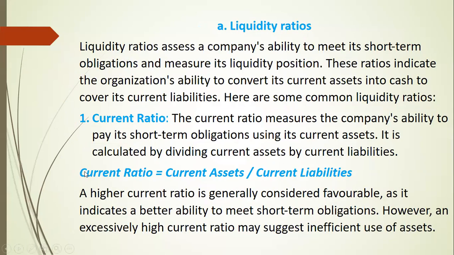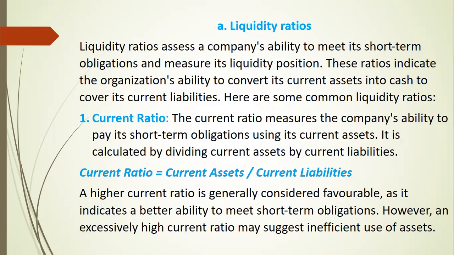First we'll start with liquidity ratios. In layman's language, liquidity ratios assess the company's ability to meet its short-term obligations and measure its liquidity position. You can see it is mainly focusing on short-term obligations, current liabilities and current assets. These ratios indicate the organization's ability to convert its current assets into cash and cover its current liabilities. The first liquidity ratio we will come across is the current ratio.